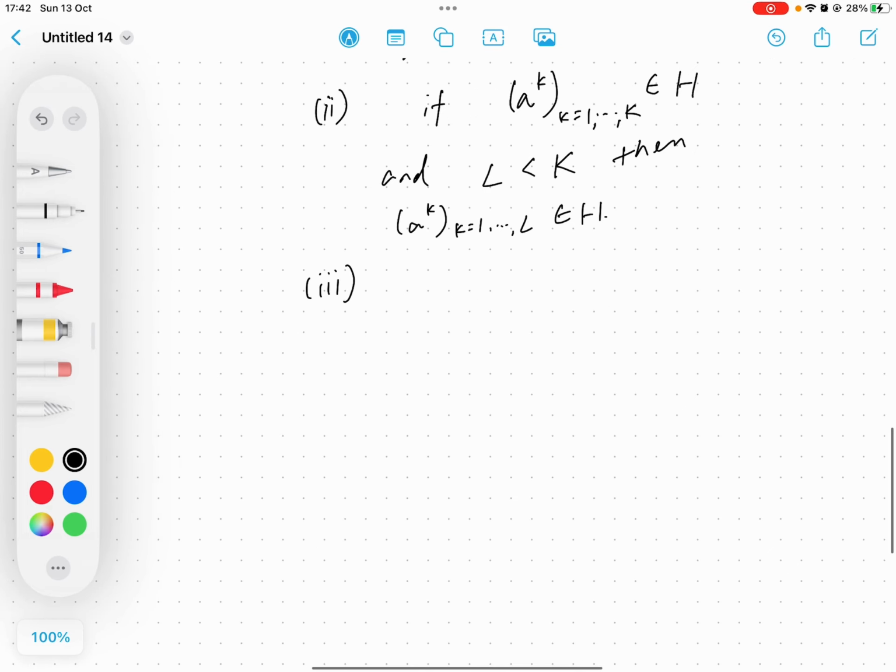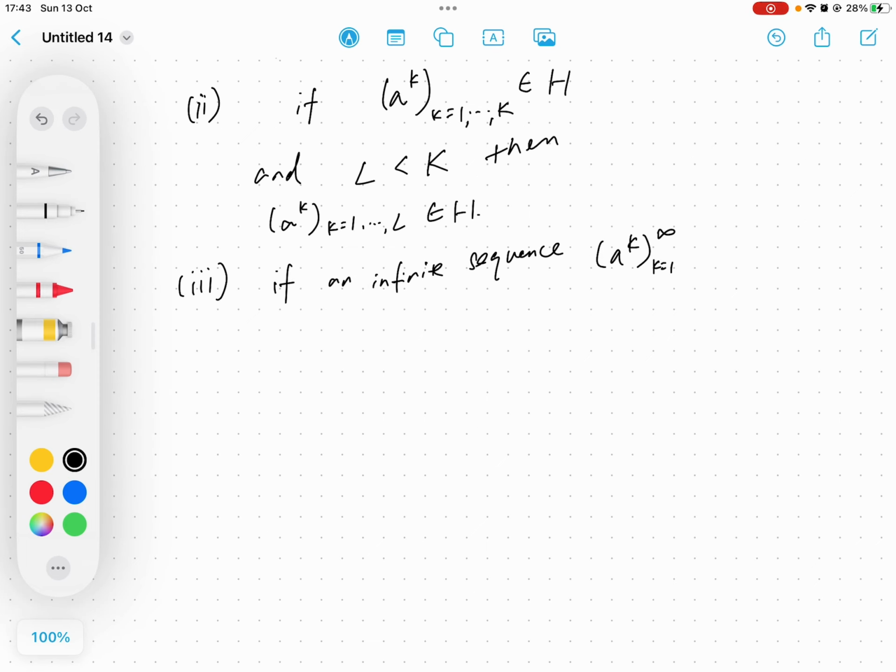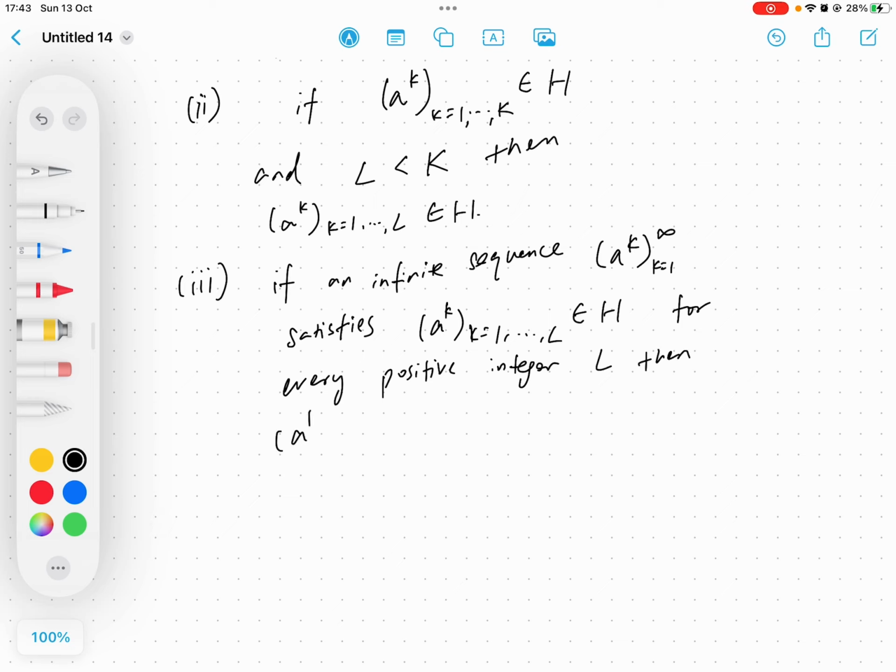Okay. And if an infinite sequence a_k, k from 1 to infinity, satisfies that (a_k) for k from 1 to L, which is in H, for every positive integer L, then this sequence a_k from 1 to infinity is also in H.